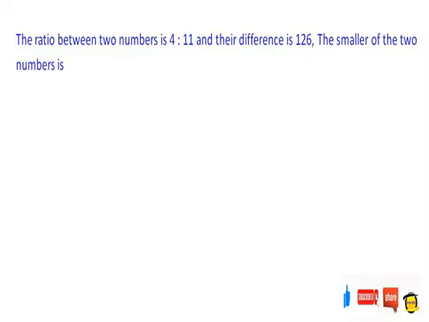The ratio between two numbers is given as 4:11 and their difference is 126. Find out the smaller of the two numbers. Let's assume that A and B are those two numbers and it's been given that the ratio between the two numbers is 4:11.